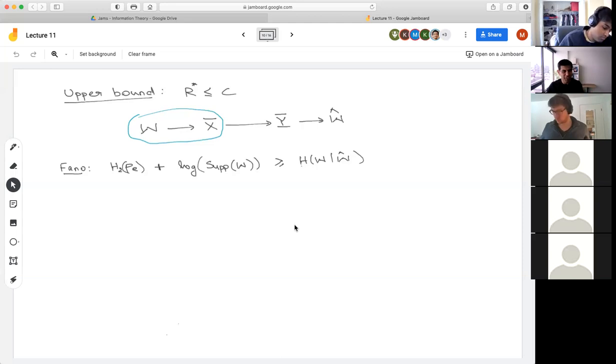The next part is what we are going to think of as a Markov chain, and we know from Fano's inequality that if P sub E is the probability that W hat is not equal to W, then we can write this inequality, sorry, I forgot an important term: the binary entropy of P sub E plus P sub E times the log of the support size for the first random variable, which is W, and the support size is M, is greater than or equal to the entropy left in the message given the estimate. Any questions about this?